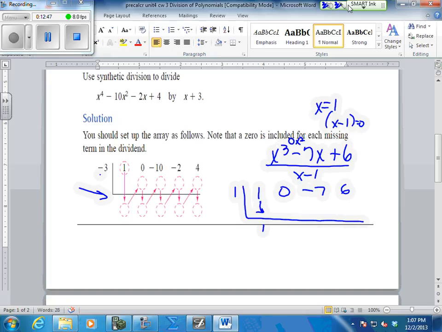Then diagonal. Multiply. 1 times 1 is what? 1. See it diagonally? To the right. 1. Add down. 1. 1 times 1. 1. Bring it up. Negative 7 plus 1. 1 times negative 6. Add down. Oh, 0. My remainder is 0.